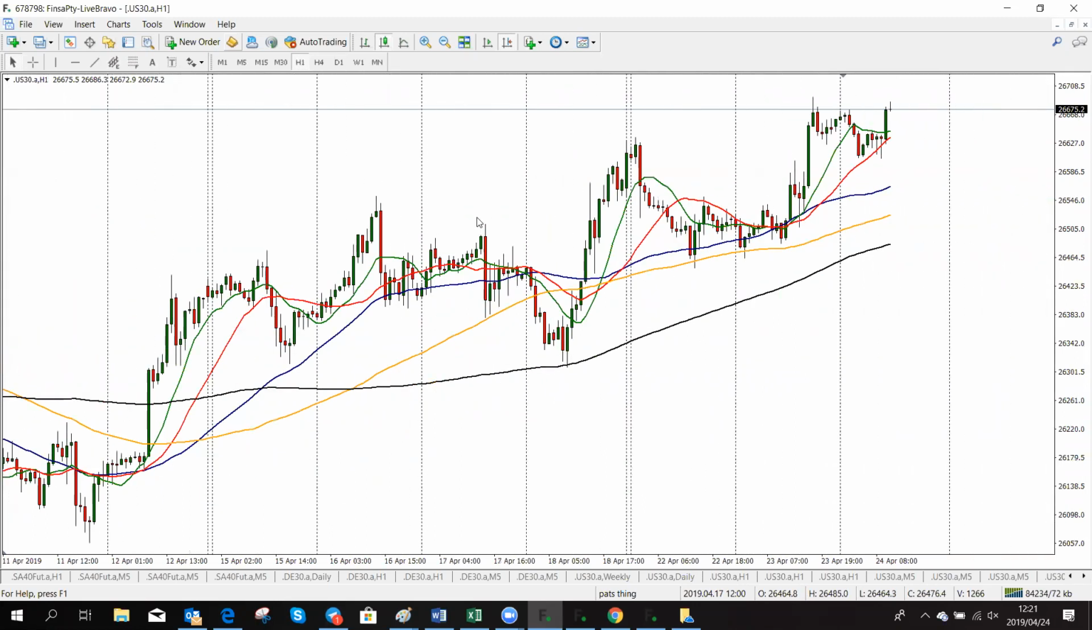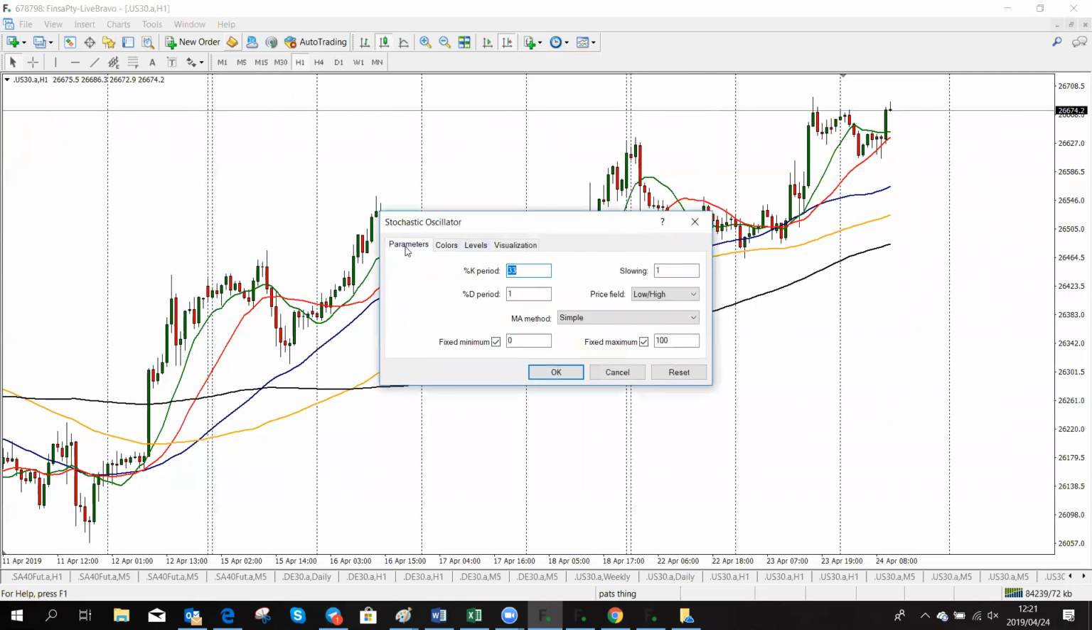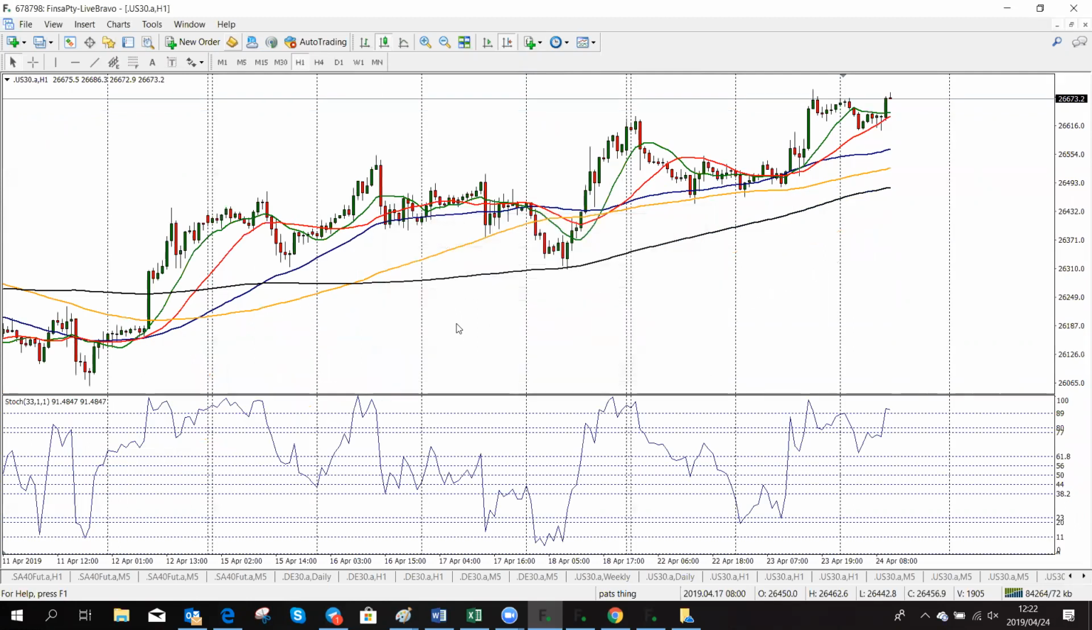Now, what we want to do now is get the oscillator talking to this. And to do that, we're going to get a stochastic. And the first number, as far as parameters are concerned, percentage K is going to be 33. So 100 divided by 3. Slowing is going to be 1. Percentage D is going to be 1. We don't want a moving average on top of it. And both colors are going to be navy and navy. Okay, so a dark blue. There we got that one.